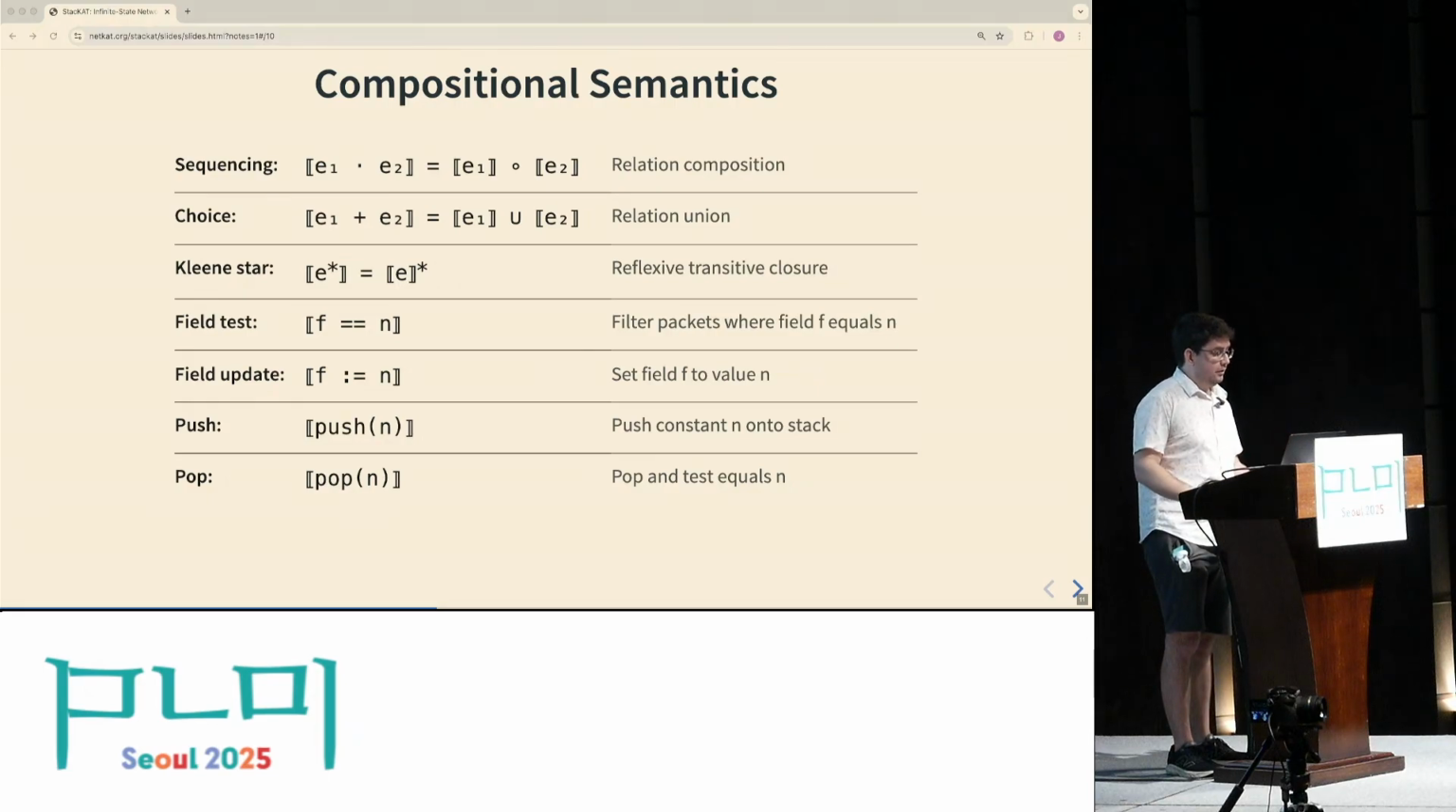And the denotational semantics of this is very nice and simple. So sequential composition in the language is just relational composition. Non-deterministic choice is just union of relations. Kleene star is just reflexive transitive closure of the relations. And then the basic operations, they have the usual semantics that you would think of.